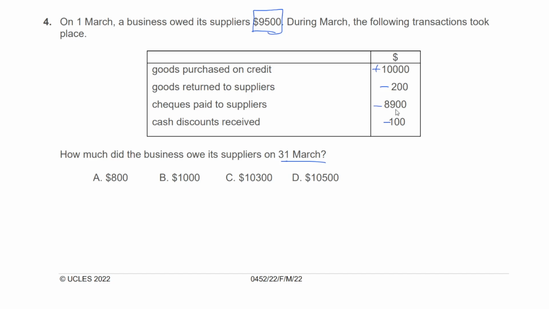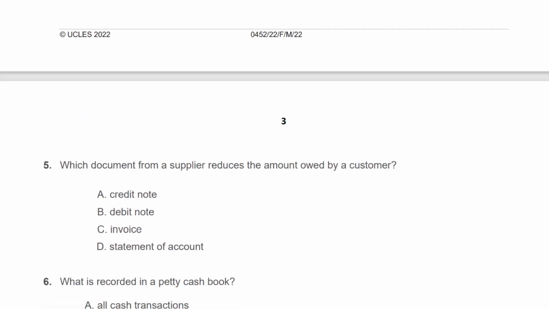So I'll just grab my calculator and do my calculations. It starts with 9,500 plus 10,000 minus 200 minus 8,900 minus 100 gives me 10,300. Should be the right answer. Let's move on. Number 5.